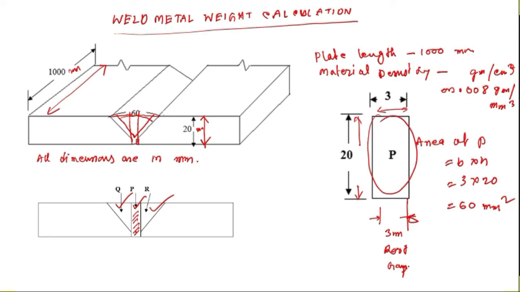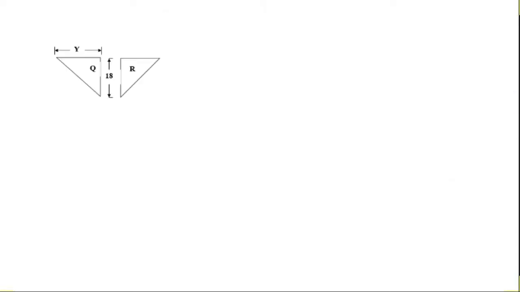So we'll get to know now Q and R. P you understand now. Now we'll go to Q and R. One is Q, this part, another is R, this part. Both are the same. If we calculate this one, Q, then definitely multiplying by 2 will be the area. So first we'll calculate the Q now.